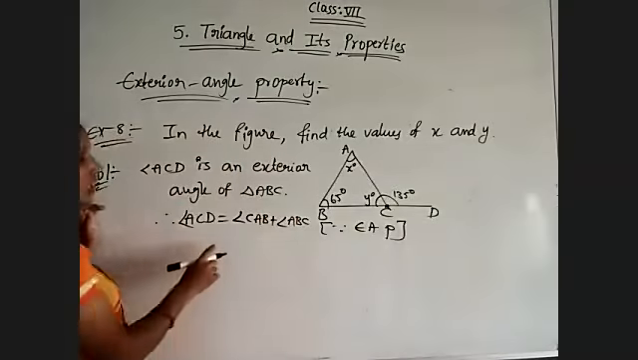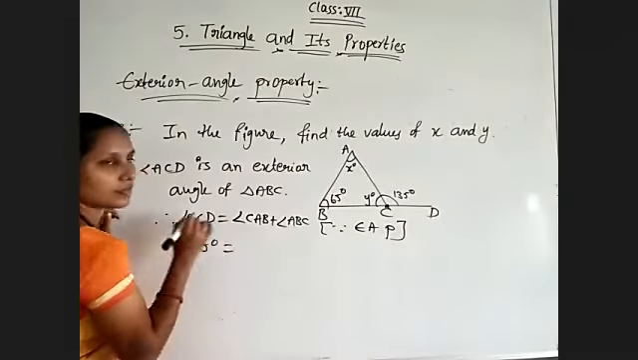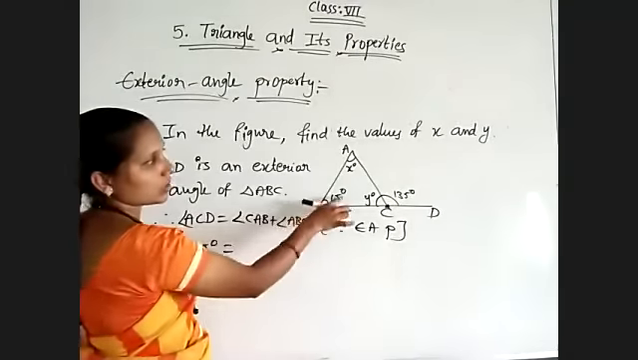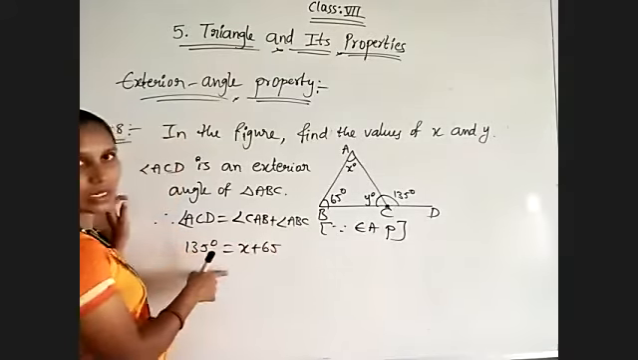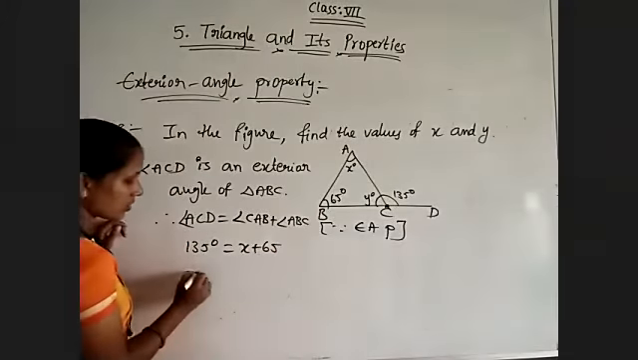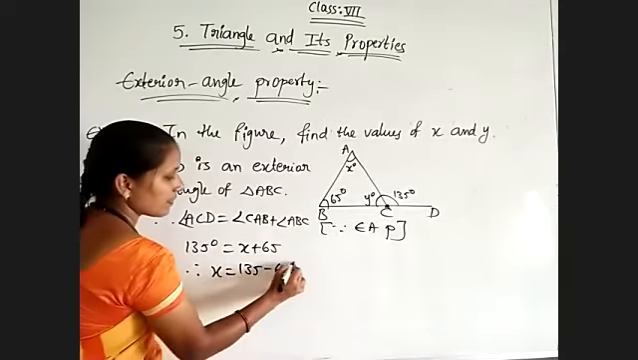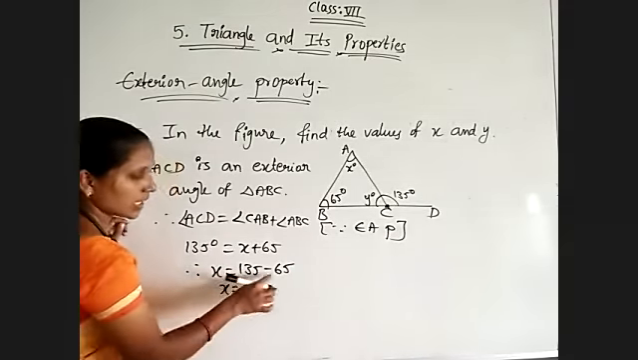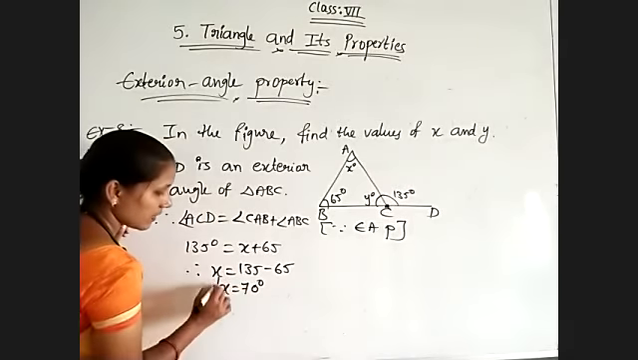Exterior angle property. So angle ACD we have 135 degrees from the figure, and CAB is equal to x, ABC is equal to 65. So from this we will get the x value. So x will be equal to 135 minus 65. 135 minus 65 is 70 degrees.